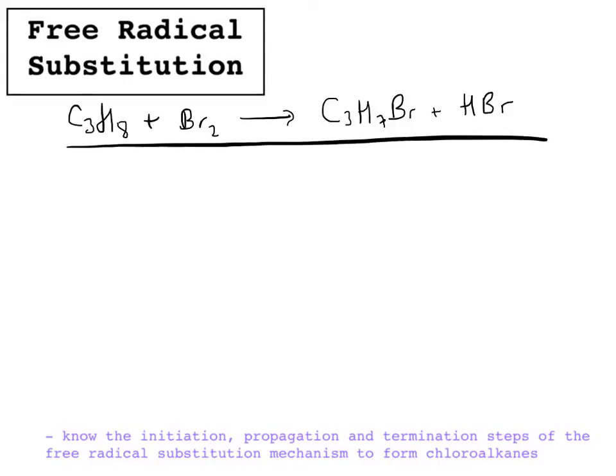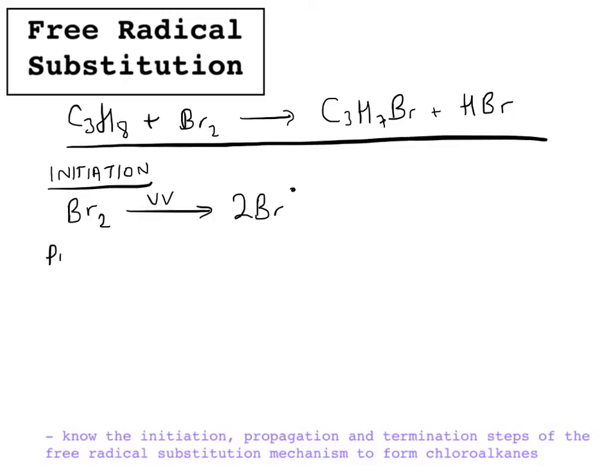So, again, our first step is our initiation step. And that step is the bromine splitting in the presence of UV light into two bromine free radicals. Then you get your two propagation steps. Remember, the first propagation step is your bromine free radical, or your halogen free radical, reacting with your alkane.